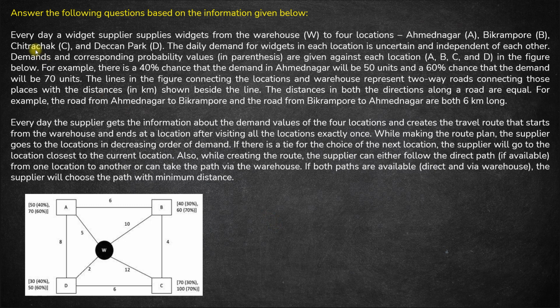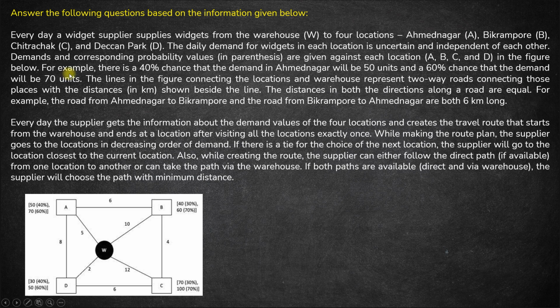Hi. In this set, we are given that every day a widget supplier supplies widgets from the warehouse W to 4 locations A, B, C, and D. The daily demand for widgets in each location is uncertain and independent of each other.